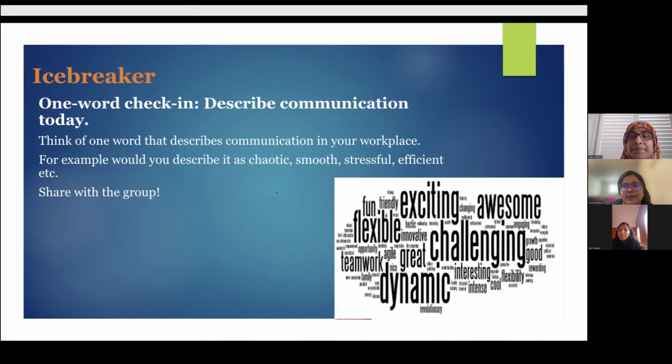Before we jump into our lesson, we are going to start with a quick icebreaker to get everyone warmed up. This will be a one word check in. I'd like everyone to think of one word that describes communication in your current workplace or even in a past work setting. Your word might be something like chaotic, smooth, stressful, or efficient. These are a few examples that you could think of.